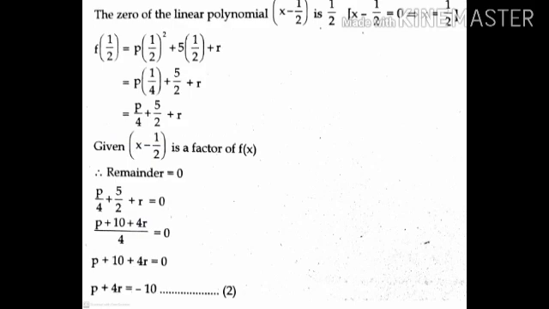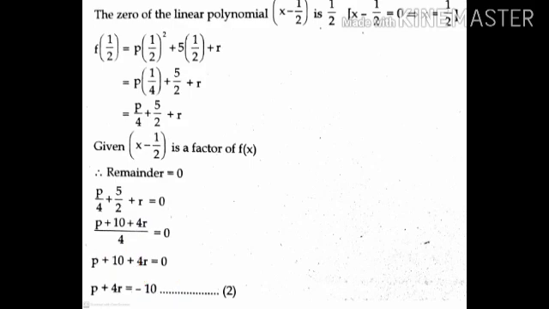Therefore, remainder is 0. p/4 + 5/2 + r = 0. Here the LCM of 4 and 2 is 4. p plus, 4 divided by 2 is 2, 2 fives are 10, plus 4r, is equal to 4 into 0, which is 0. That implies p + 4r = -10, since the +10 moves to the right side and becomes -10.